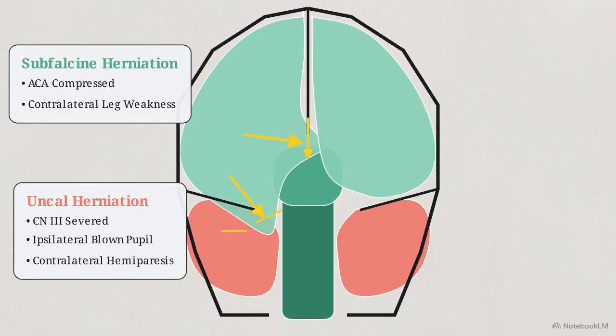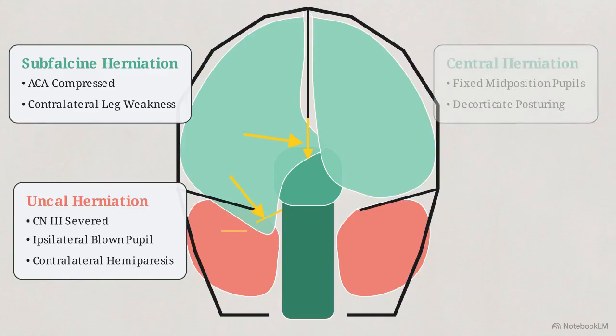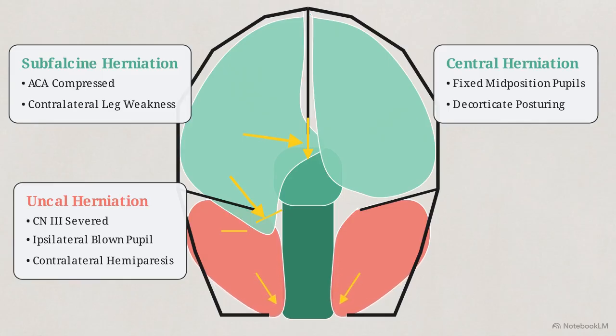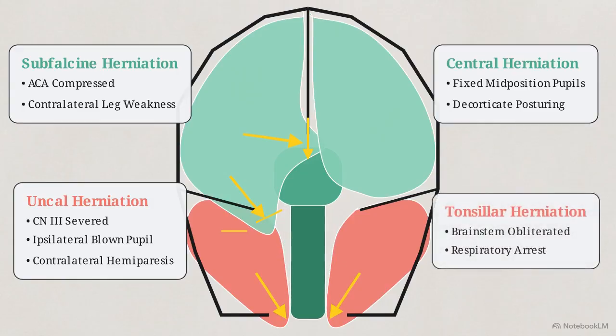Central herniation drives the diencephalon straight down into the brainstem. The physical result is fixed mid-position pupils and rigid decorticate posturing. Tonsillar herniation is the terminal event. The cerebellar tonsils are forced entirely through the foramen magnum. The sheer mechanical force obliterates the brainstem, immediately arresting the patient's respiratory drive.